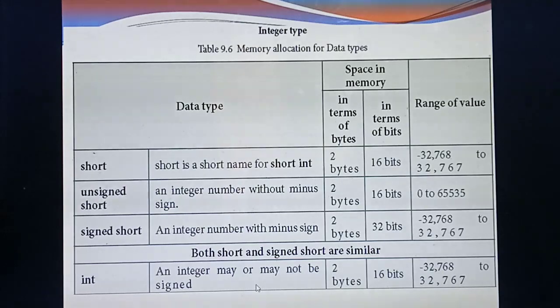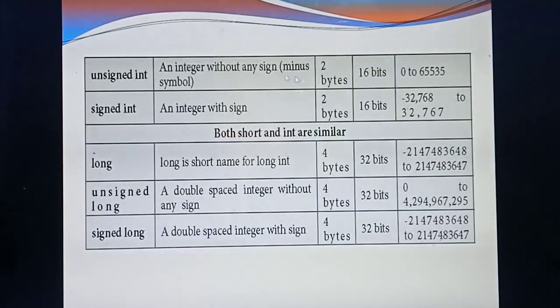What do you mean by short? Normally int we are calling as a short int. Unsigned means a number without minus sign. Signed means a number with minus sign. Integer means a number with or without sign. So each and everything has a storage capacity of 2 bytes. But in terms of bits, signed short will have more storage capacity, that is 32 bits. Understood? This and all come under which data type? Integer type. Understood? Okay. So next one is the same integer only.